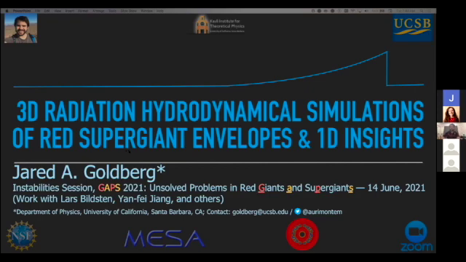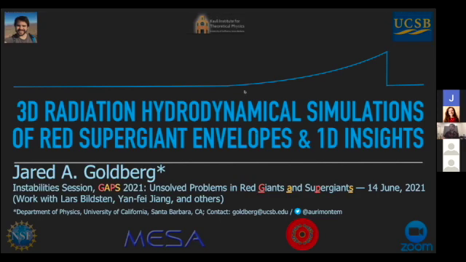So when stars explode, they can tell us a lot about the structure of the star, and similarly, the structure of the star influences what we see in observations. I talk a lot more about that in my 5-minute talk, and I encourage you to check it out, but here I'm going to be talking about some 3D simulations of red supergiant envelopes.